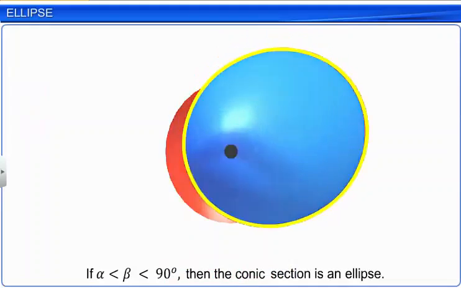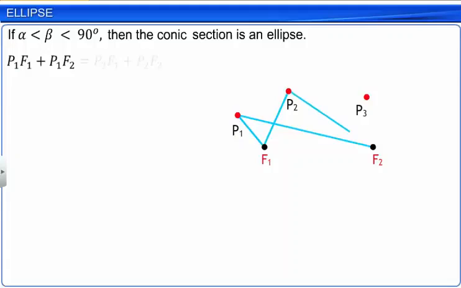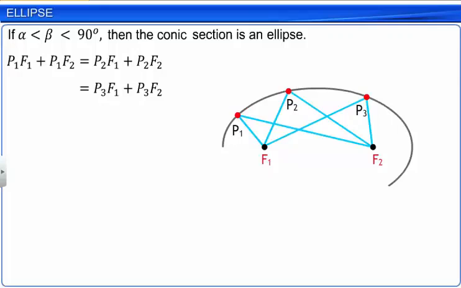Now, let us recall the formal definition of an ellipse. Consider two fixed points, F1 and F2 in a plane. Now consider points P1, P2 and P3 such that the sum of their distances from F1 and F2 is equal. Then, the closed curve passing through all such points is an ellipse. Thus an ellipse is the set of all those points in a plane, the sum of whose distances from two fixed points is constant.